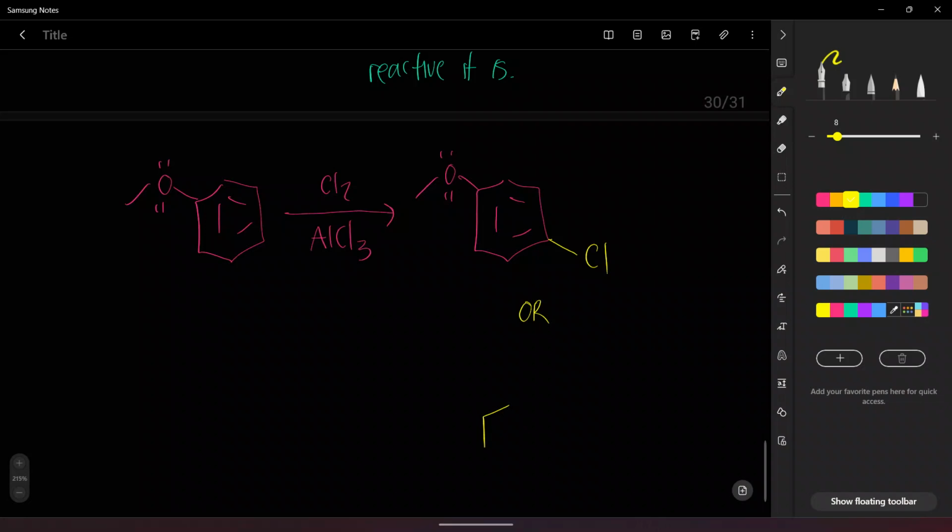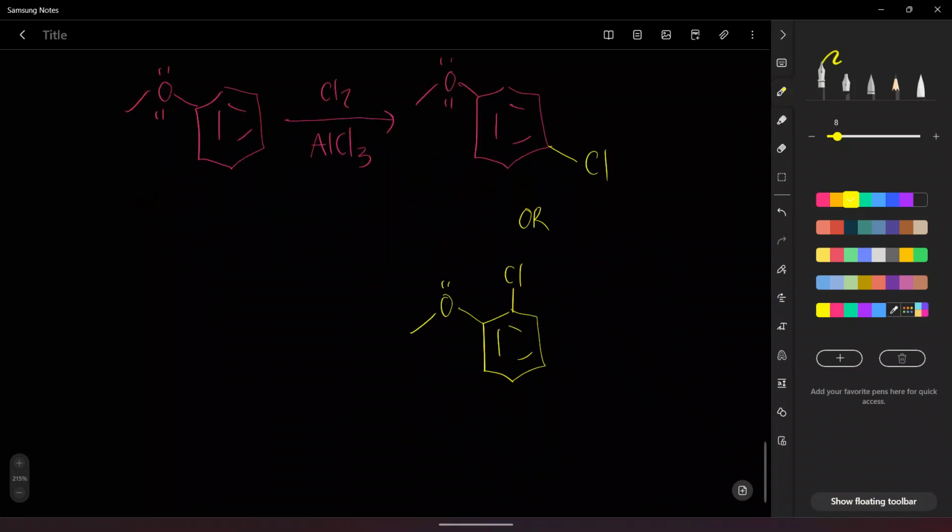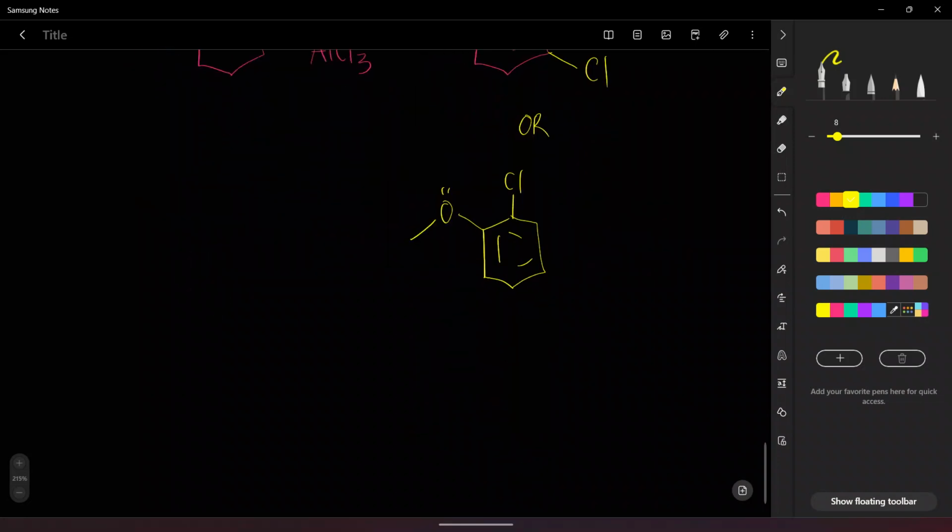Or maybe a little bit goes ortho. Normally, it's ortho and para, but normally para predominates unless you have a very, very bulky group near the para, and then it'll go ortho. Okay, but it would be something like that. All right? Cool.